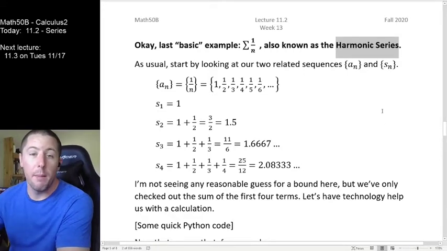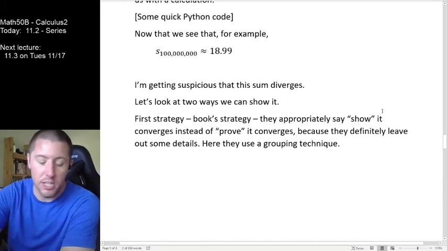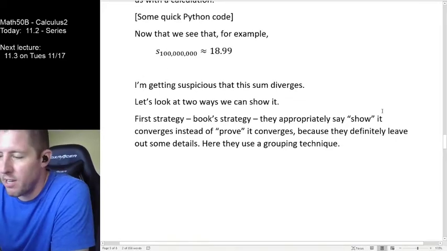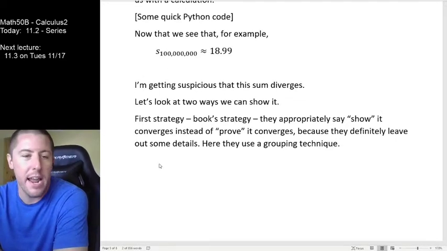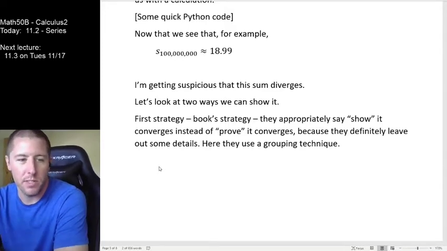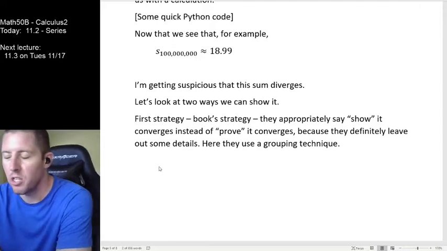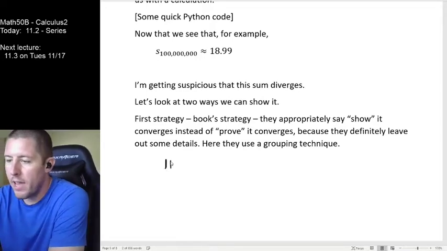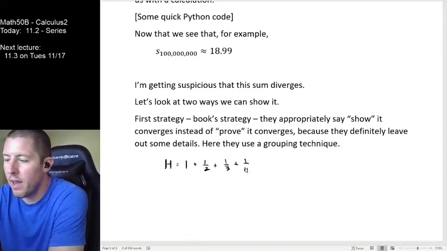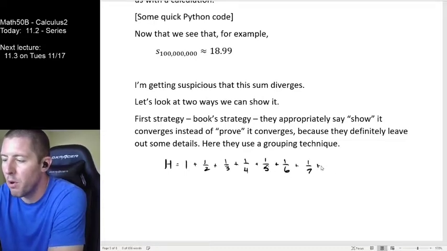By the way, this thing is typically denoted just capital H. Capital H is our value for the harmonic series, or H sub n would be our subsequence, our sub series, our partial sum. And so H should be 1 plus 1/2 plus 1/3 plus. And I'm going to have to write out a bunch of these so that we can see a pattern here, because we're going to group some stuff together. And this is going to be true for both of our techniques for showing this.